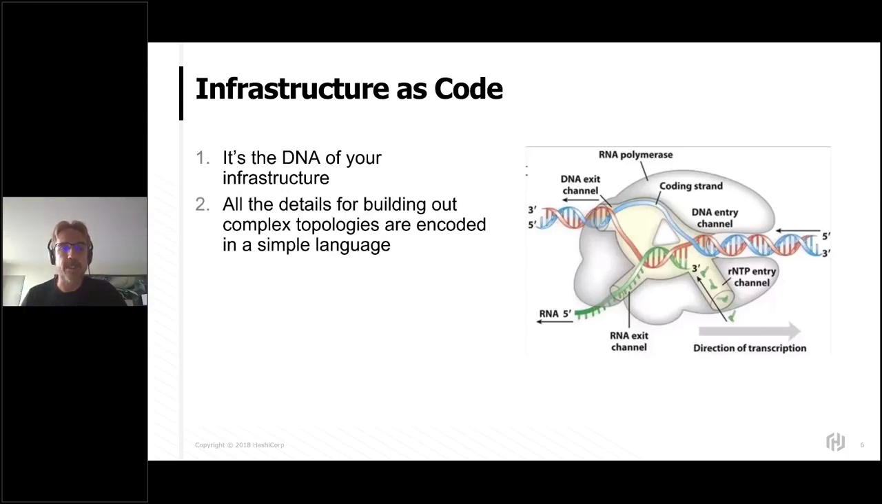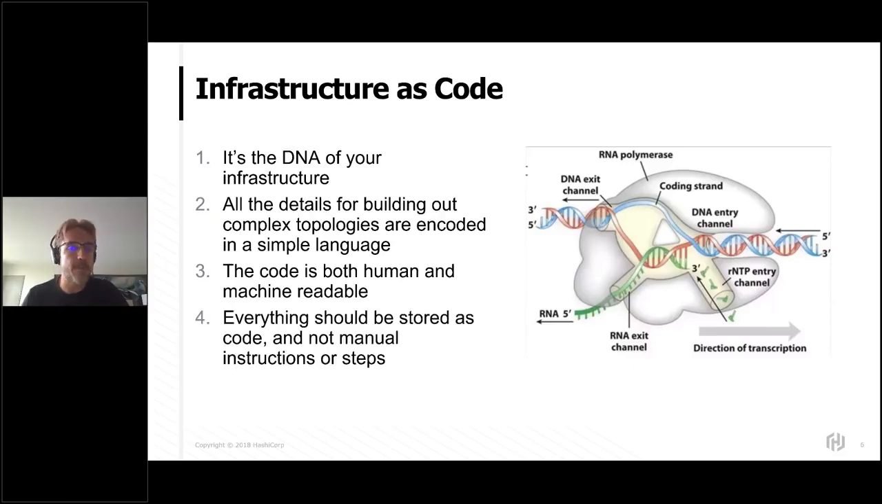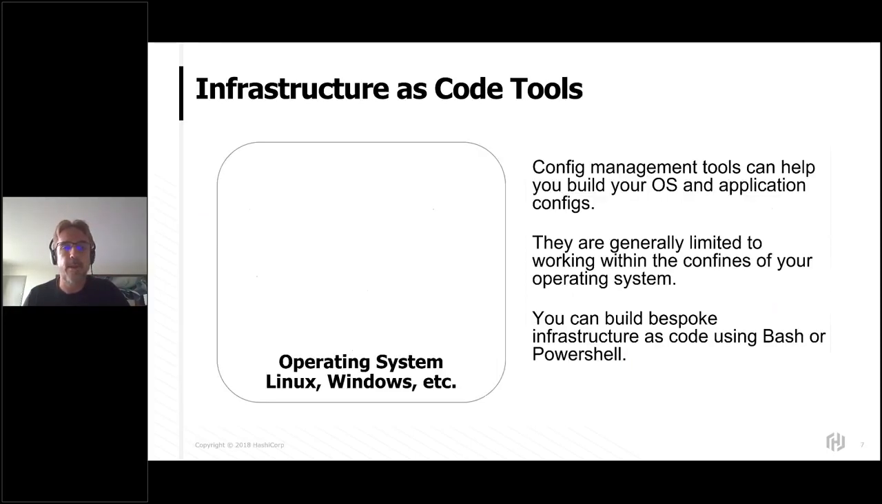So all the details for building out complex topologies can be encoded in a simple language. That code is meant to be both human and machine readable. So now I'm talking about actual computer code, infrastructure code now. And everything should be stored as code. We want to eliminate all of the manual instructions and steps that might slow us down or create risk of errors. Let's pivot over to the land of computer code and infrastructure as code.